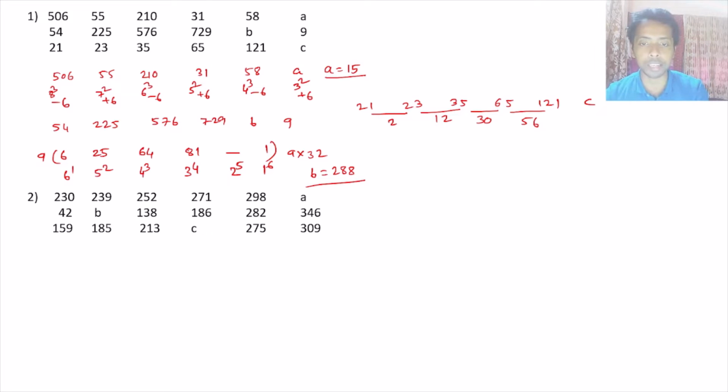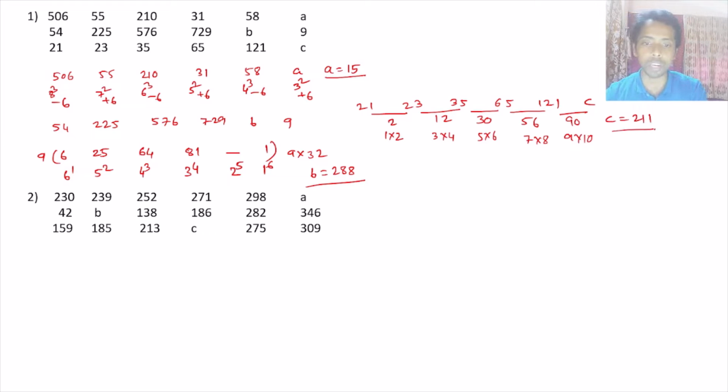Now by seeing 2, 12, 30, 56, can you understand one thing? This is what you have to remember: 2 is 1 into 2, 12 is 3 into 4, 30 is 5 into 6, 56 is 7 into 8. Now you can understand that multiplication of consecutive 2 numbers is going on. So this difference should be 9 into 10, that means 90. 90 added to 121 gives the value of C, that is 211.